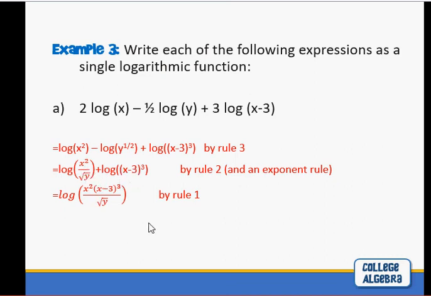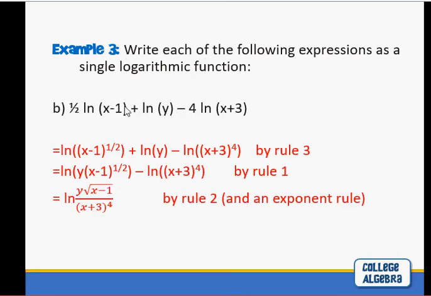Okay? So you can do these step by step, or again, once you take the coefficients up, just put it all together, and anything that's positive goes on top, minus goes on the bottom, is the way the rules work out. Okay? So I'm going to get an x squared on top. I'm going to get a y to the 1/2, or a square root of y on the bottom because there's a minus in front of it. And I get an x minus 3 to the third on top because there's a plus in front.